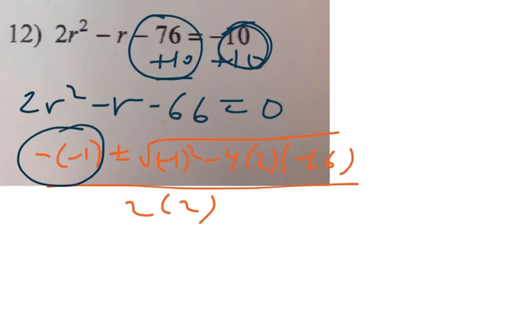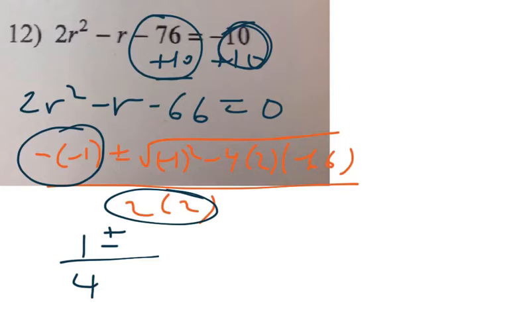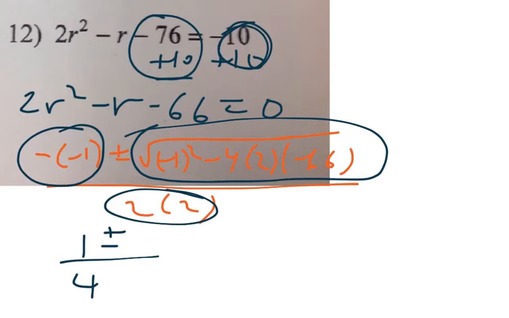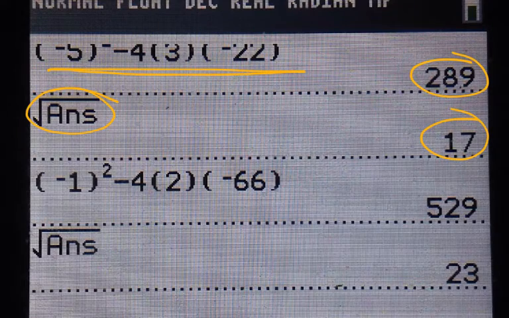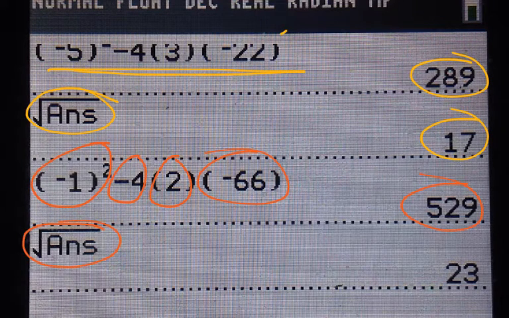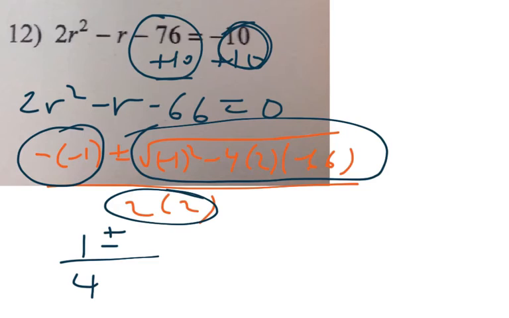I know the negative of -1 is +1. I know 2 times 2 is 4, plus or minus. Again, I'm going to do all of this in my calculator. Check this out. Oops, went too far. Here we go. Notice, guys, follow the red. Here is my b squared minus my 4ac. I got 529. I did the square root of 529. I got 23. Alright, let's go back to here.